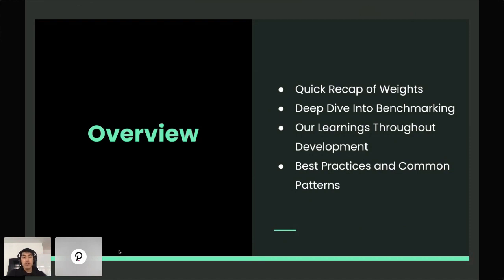So to give you an overview of what I'm going to be talking about today, we're going to do a quick recap of weights. We're going to dive deep into benchmarking, exactly how it works. I'm going to talk about some of the things we learned throughout development, things that will inform you about decisions we made and some things to keep in mind. And finally, some best practices and common patterns. So let's jump right into it.